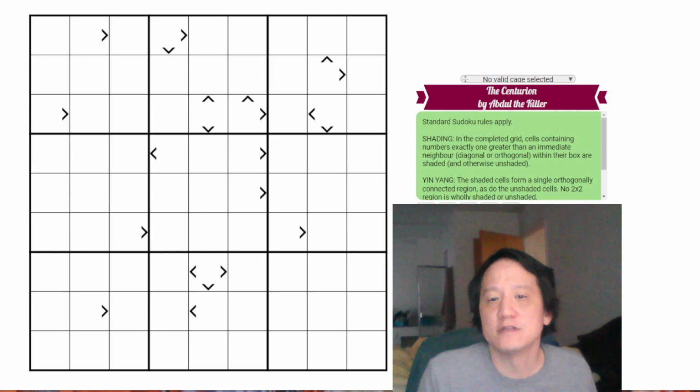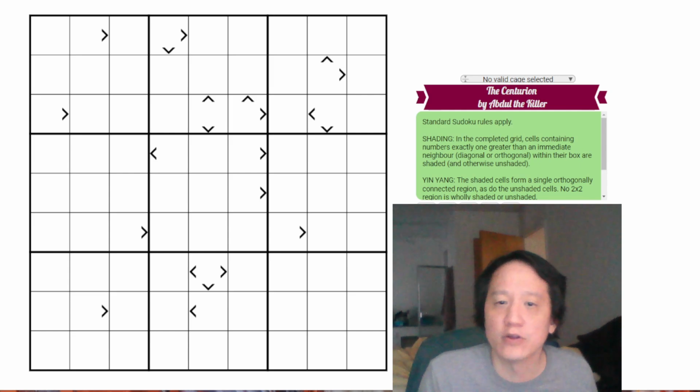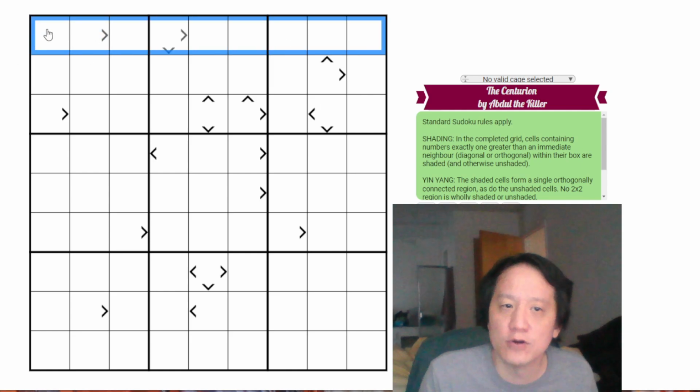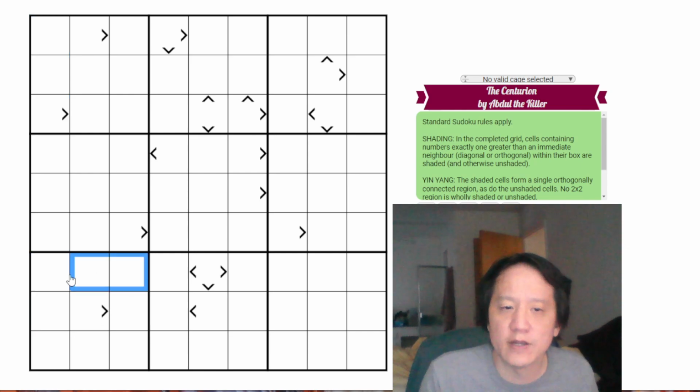Today's average difficulty puzzle is called The Centurion by Abdul the Killer. And here are the rules. Standard Sudoku rules apply, which means place the digits 1 through 9 in every row, every column, and every box.